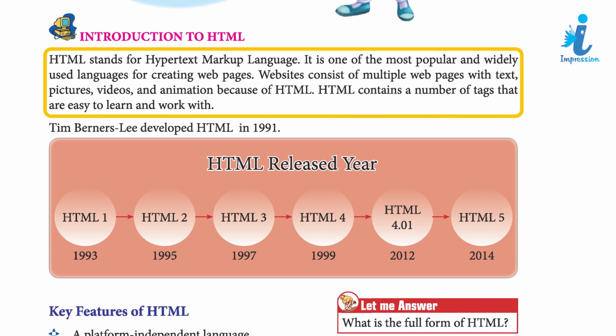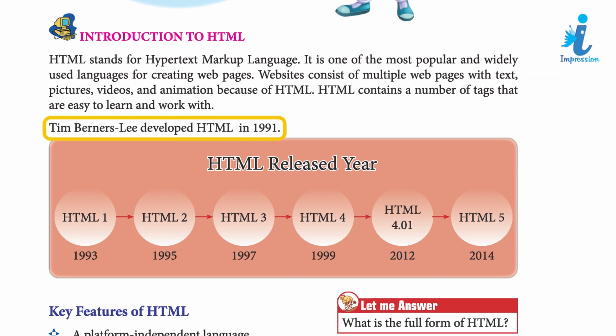It is one of the most popular and widely used languages for creating web pages. A website consists of multiple web pages with text, pictures, videos and animation, because of HTML. HTML contains a number of tags that are easy to learn and work with. Tim Berners-Lee developed HTML in 1991.